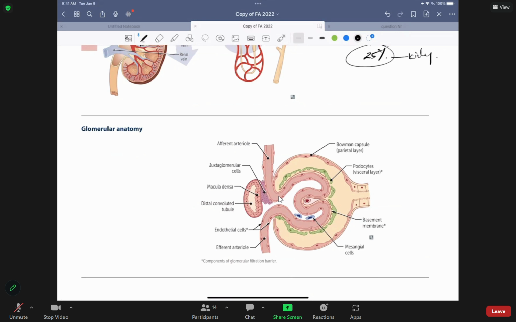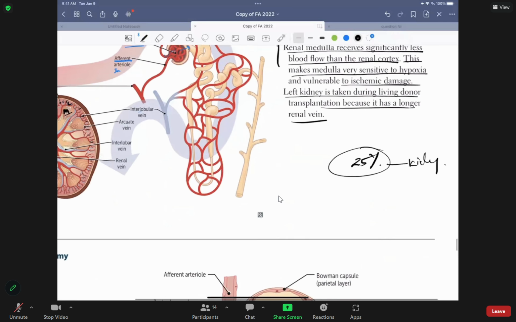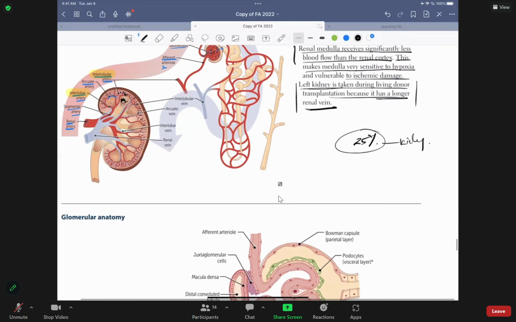I didn't really understand. What does the surgeon do? So what happens is the left kidney has a longer vein. So the vein is longer, so it makes it easier for the surgeon to do the surgery because they have to cut it and place it. So the longer the vein, the much easier for them to do the surgery. That's all. And I don't think you will ever get a question, but in case they ask, that should be your answer: the left side, okay?